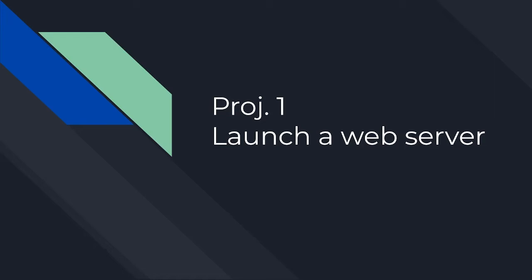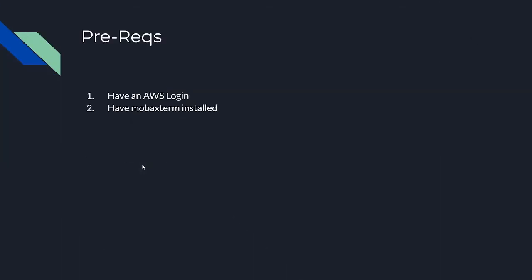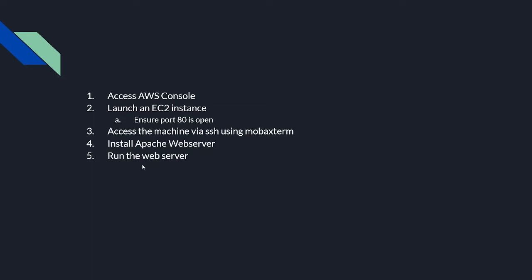However, before we do that, we have to create the server that's going to have this web server running on it, and we're going to make some slight configurations on the AWS side, and we're going to also install it. So the first thing we're going to do is access the AWS console. Once we get access, we're going to launch the EC2 instance, and we're going to ensure that port 80 is open because that's how we're going to reach the web browser.